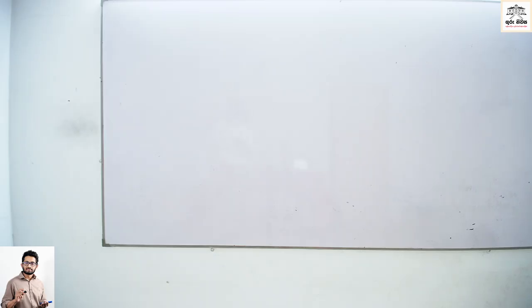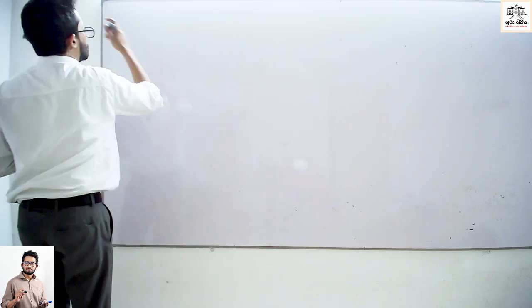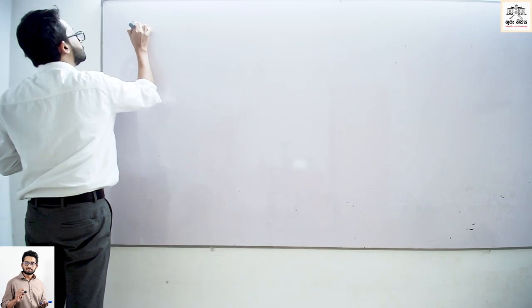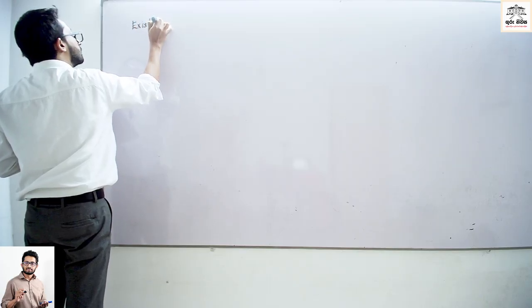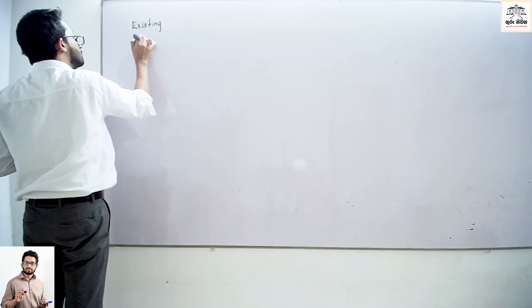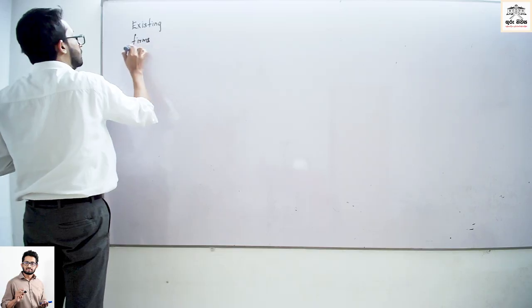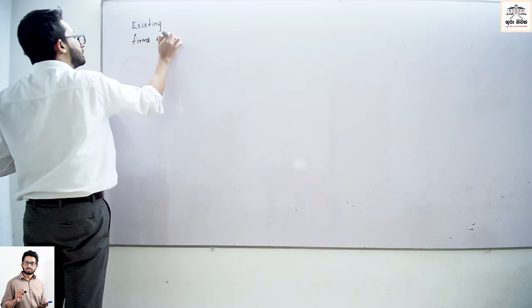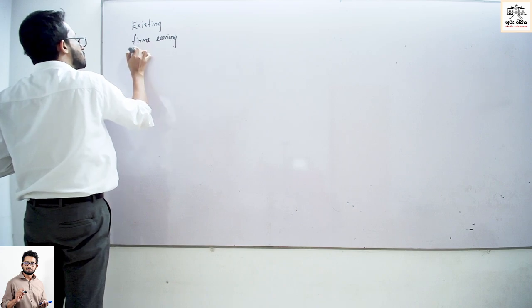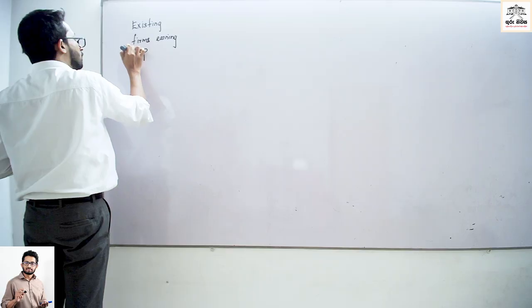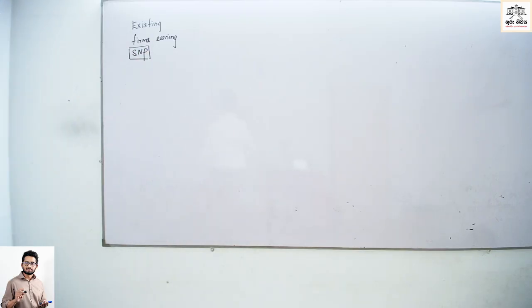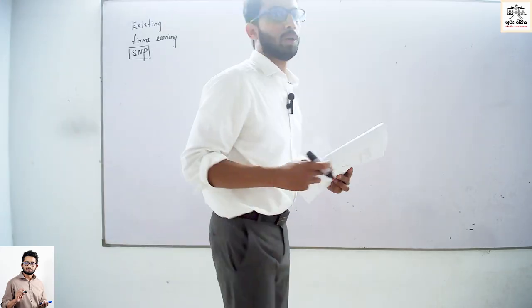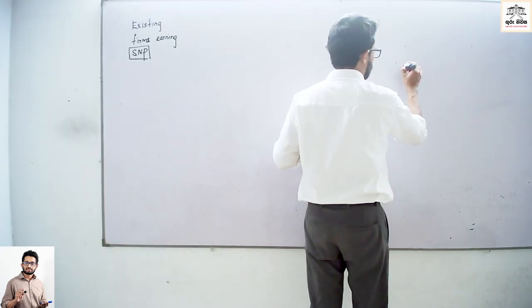Right. In the short run, existing firms are earning supernormal profit. Supernormal profit. How do we show this on a diagram?